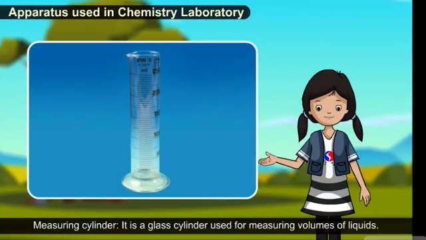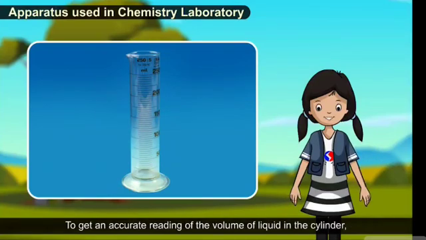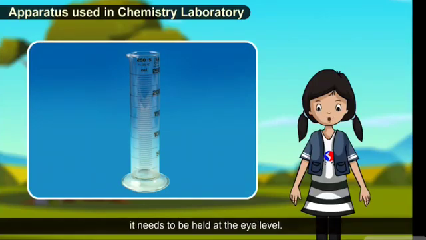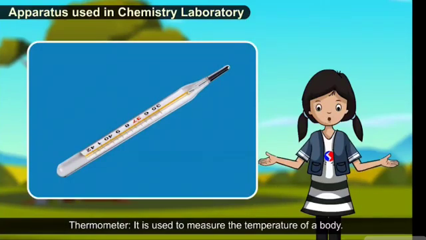Measuring cylinder. It is a glass cylinder used for measuring volumes of liquids. To get an accurate reading of the volume of liquids in the cylinder, it needs to be held at the eye level. Thermometer. It is used to measure the temperature of a body.